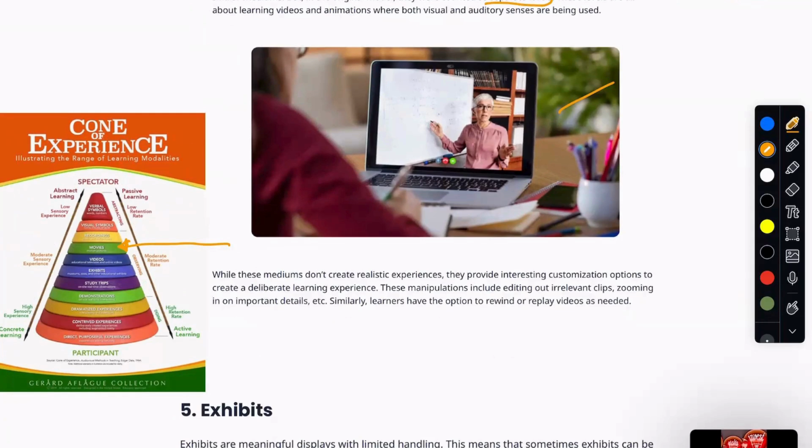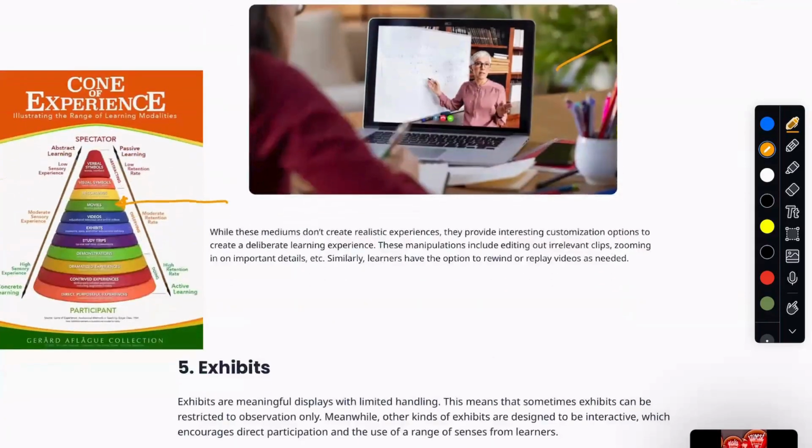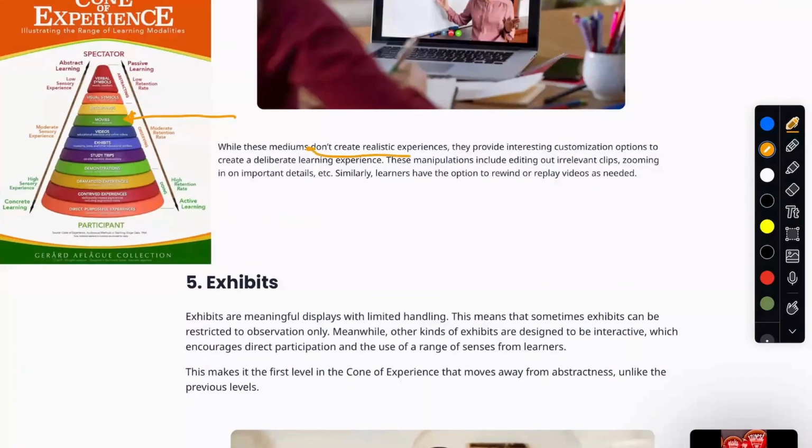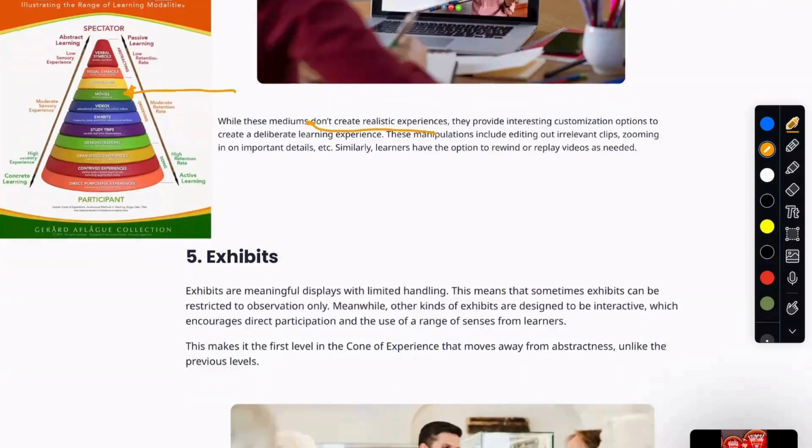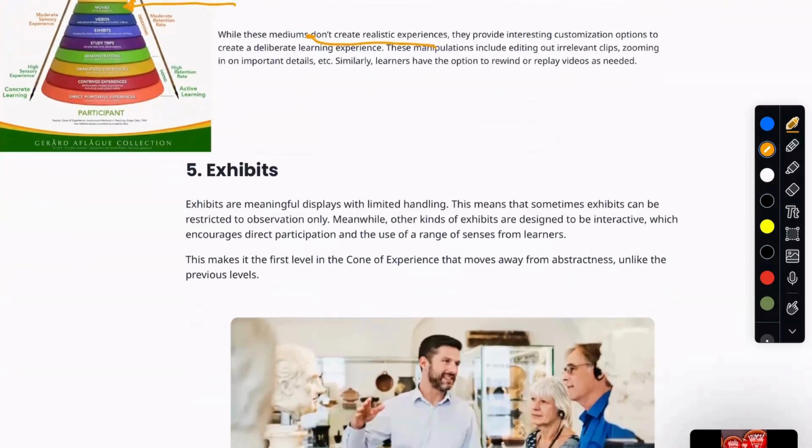These levels are all about learning videos and animations where both visual, eyes, and auditory, hearing, are being used. While these mediums don't create realistic experiences, they provide interesting customization options to create a deliberate learning experience. And learners have the option to rewind or replay videos as needed.